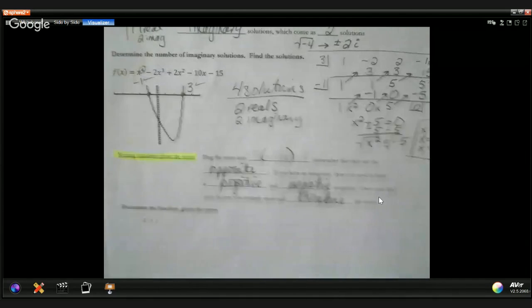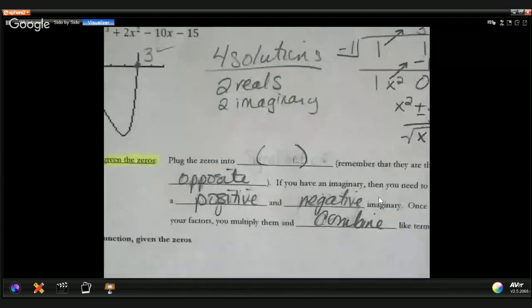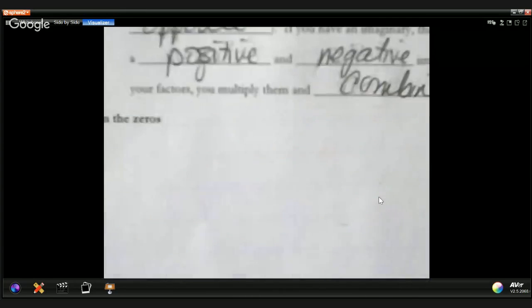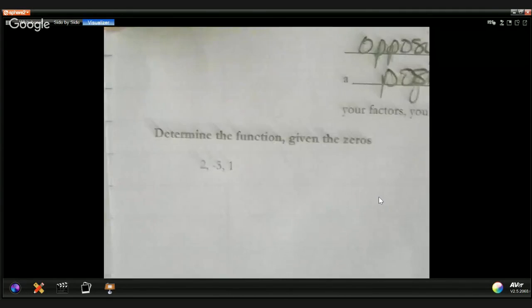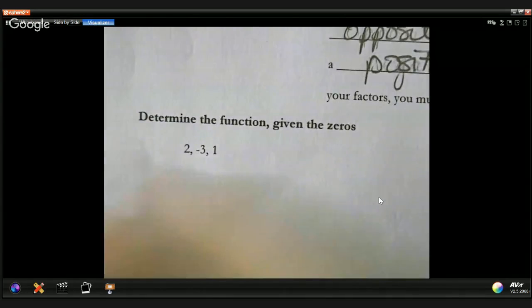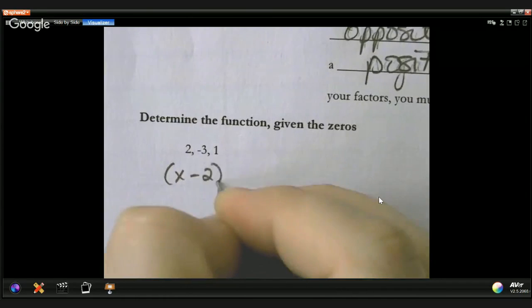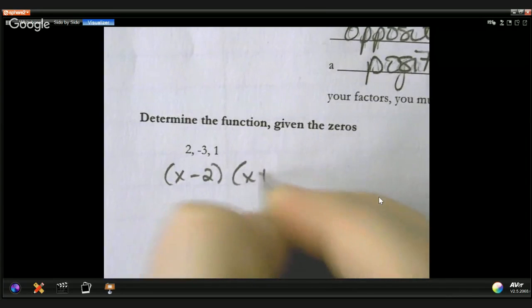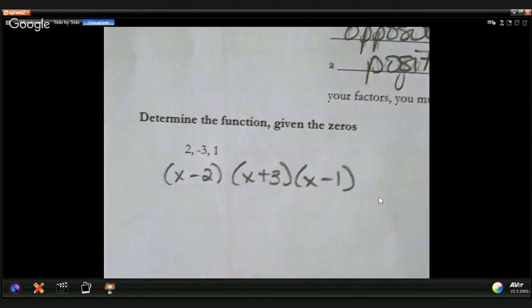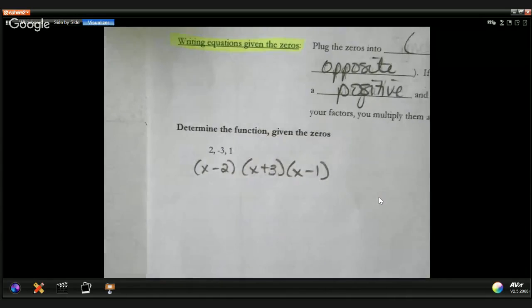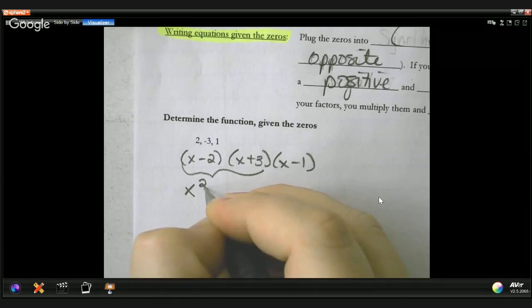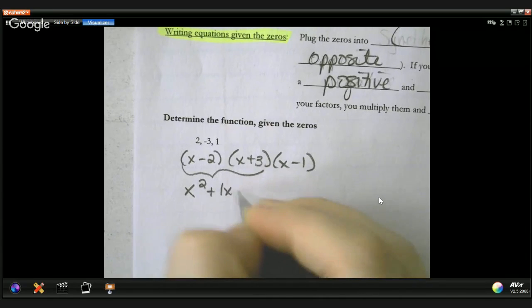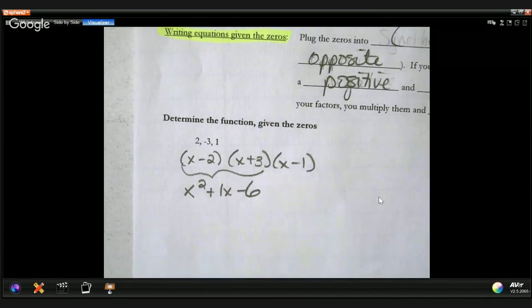All right, so let's zoom in on this first example. I have those 3 zeros. So as factors, I know that this one's x minus 2, x plus 3, and x minus 1. Well, what you have to do first is FOIL or distribute two of them. So I'm going to do these. And this would give me x squared plus 1x minus 6. I just kind of combined terms as I went.